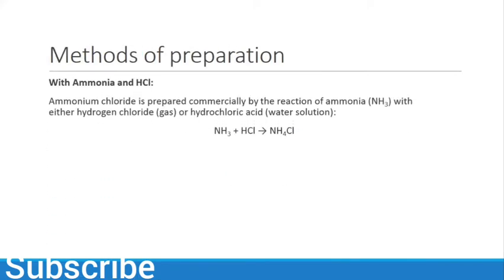So what are the methods of preparation of ammonium chloride with ammonia and HCl? Ammonium chloride is prepared commercially by the reaction of ammonia with either hydrogen chloride gas or hydrochloric acid water solution. So if we have ammonia react with HCl, we have ammonium chloride.